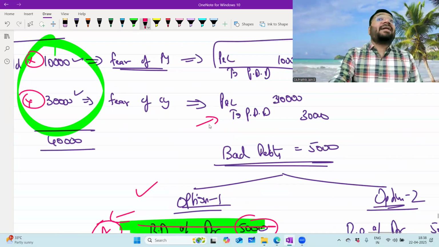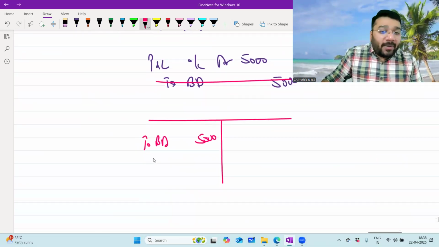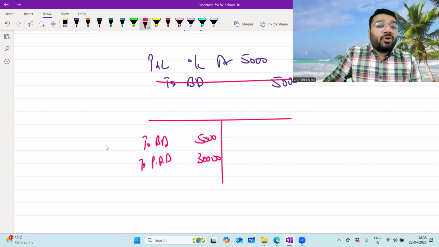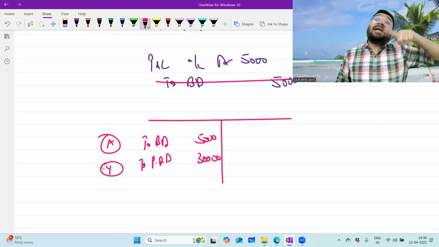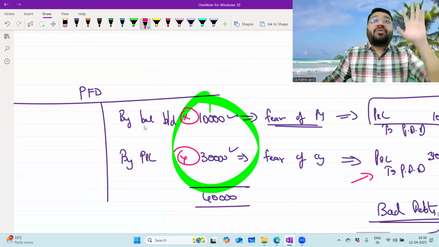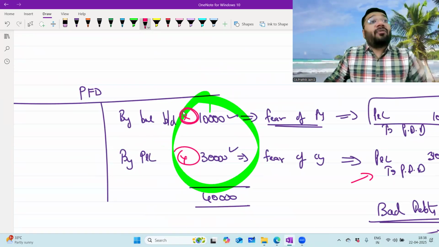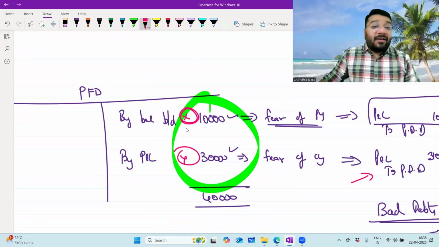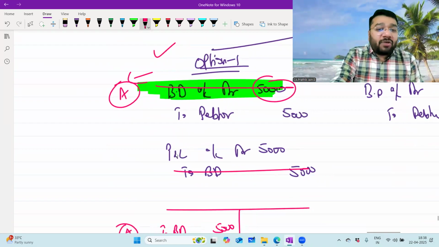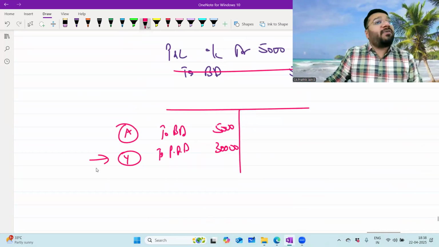P&L to PDD. So again, to PDD how much? To PDD 30,000. So this is bad debt of A. This is bad debt of Y. Bad debt of X is already recorded in the previous year, boss. See, not bad debt, provision, sorry. This X's provision is recorded in the previous year P&L. Y's provision is a new provision, current year. So it is Y's provision of the current year, not bad debt as I said.